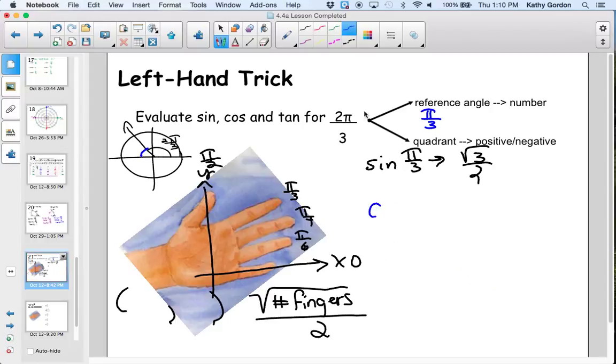The cosine of pi over 3 is going to be what? How many fingers do I have on my left side for x? 1. Square root of 1 over 2. 1 over 2. 1/2. Okay? And then even tangent can be figured out on my fingers, because if you think about it, y over x means the same thing as sine over cosine. And when I take sine and divide it by cosine, I end up multiplying by the reciprocal, and since my denominators are always the same, they're always going to cancel out.